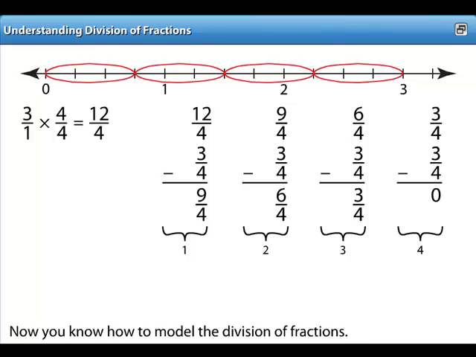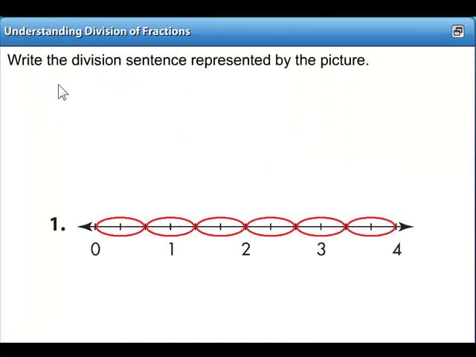Now you know how to model the division of fractions. So let's take a look at some problems. It says write the division sentence represented by the picture. Well, we have 4 wholes, and each one of those wholes is broken up into 1, 2, 3 parts. So we know our denominator is going to be 3. And let's see, we have 4 wholes, so 4 divided by, and there are 2 parts in each of these. So 4, sorry, I should have written that correctly. 4 divided by 2/3. 4 divided by 2/3 equals 1, 2, 3, 4, 5, 6 equals 6.